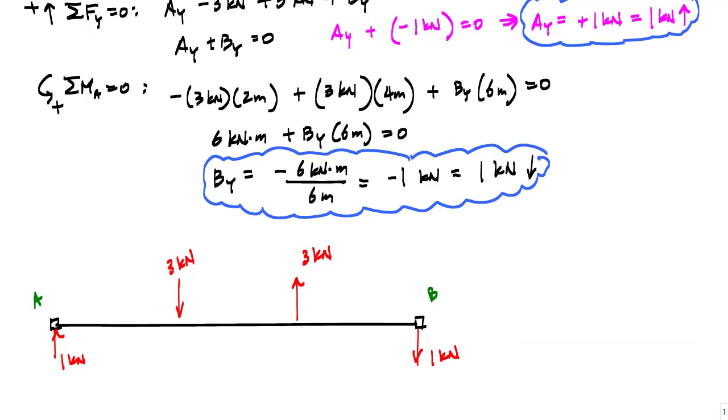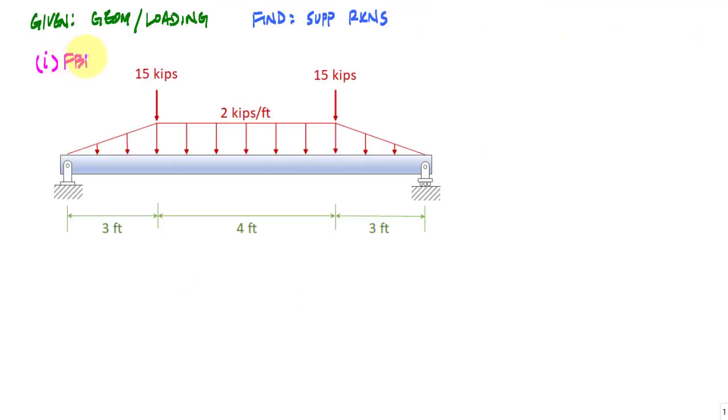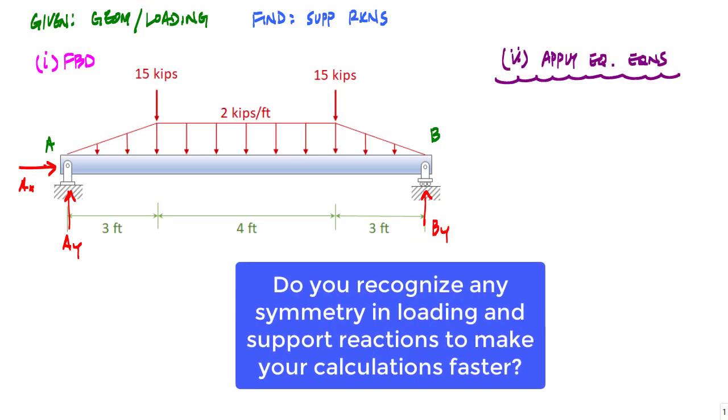All right, let's do another example. So first I draw my FBD. I've got this pin support on the left, so it's got a vertical and a horizontal support reaction. I've got this roller support at B, a vertical support reaction. I've got 3 unknowns and 3 equilibrium equations, so I'm good to go. And from the sum of the forces in the horizontal, I know that AX is 0.